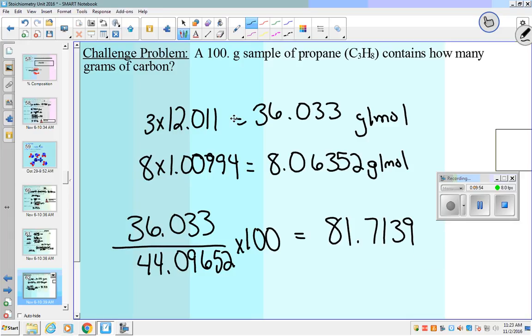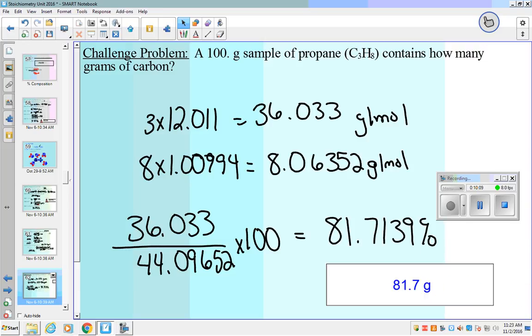And this is actually telling me that my percent by mass in this compound for carbon is about 81.7%. I'm saying that out of 100 percent means out of 100. So this says that out of 100 grams, about 81 of those should be carbon. So that gives me about 81.7 grams of carbon in this compound.